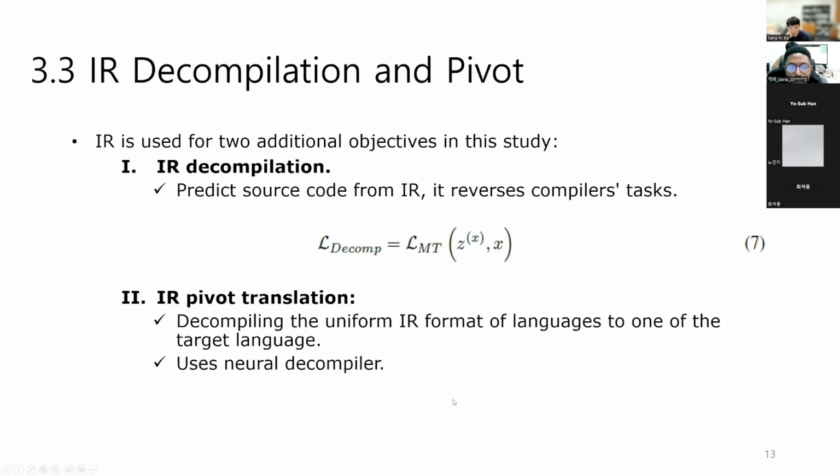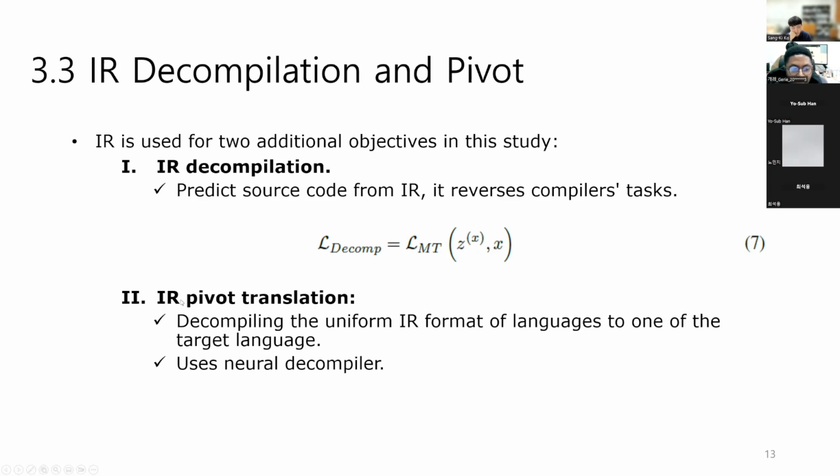There are also additional objectives, IR decompilation as well as IR pivot translation. IR decompilation is the reverse of compilation. It takes the IR representations, then it decompiles them, it reverses them to the source code.